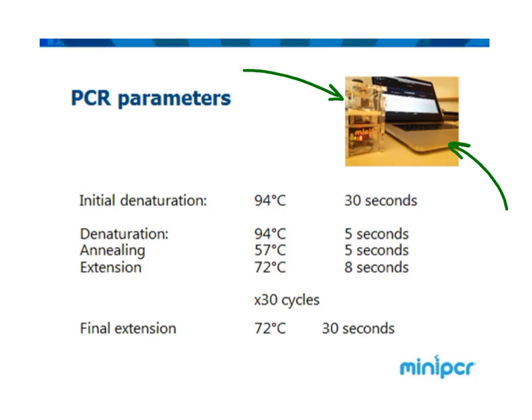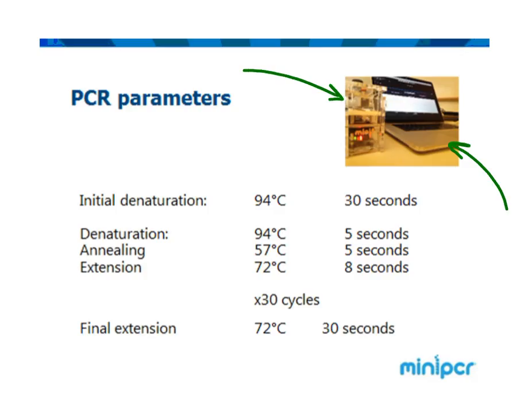So the initial denaturation is going to happen at 94 degrees Celsius, and it's going to take 30 seconds. And then you're going to have the denaturation cycle, 5 seconds, and then the annealing cycle for 5 seconds at 57 degrees Celsius, and then you're going to have the extension at 72 degrees Celsius for 8 seconds. So if you remember, this is denaturation, DNA breaking apart. Annealing, that's when the DNA primers attach. And then extension is when DNA polymerase is going to make the copies of the DNA.